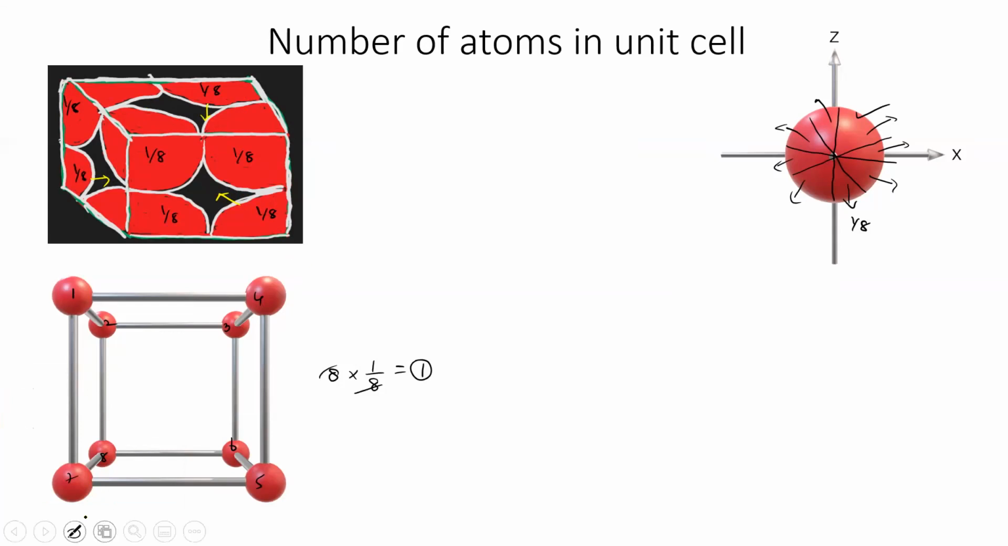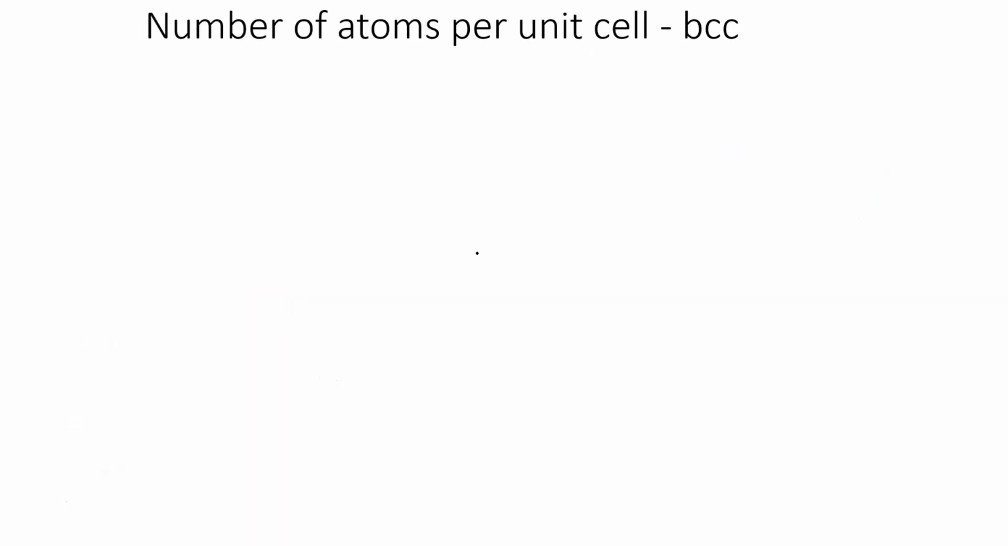Okay, so totally 8 corner atoms are there. Each corner atom contribution is 1/8. So number of atoms per unit cell is 1. Okay, and now the number of atoms per unit cell for the BCC system.